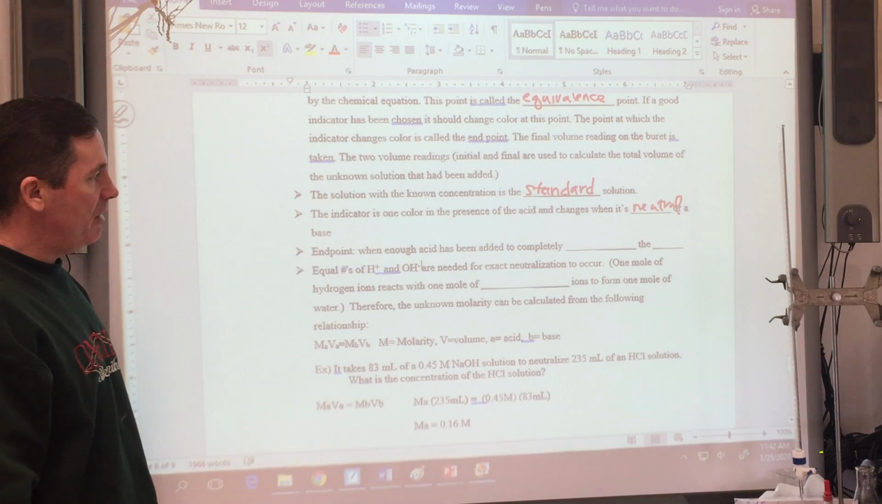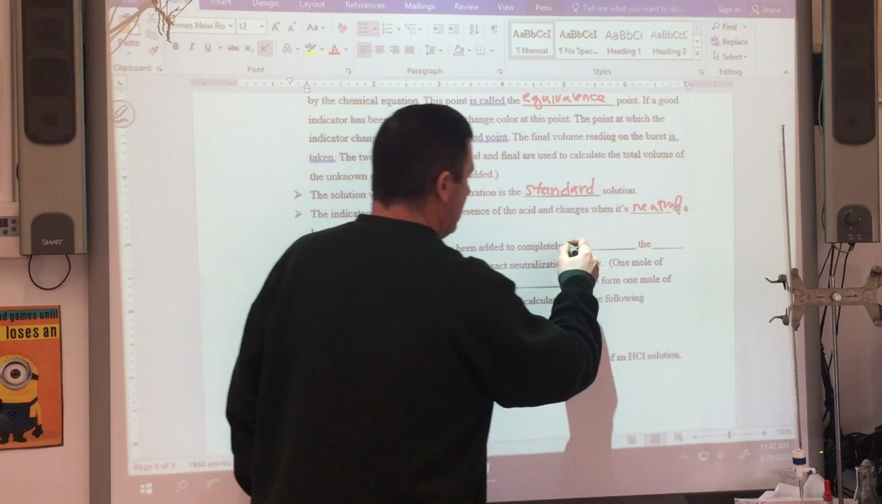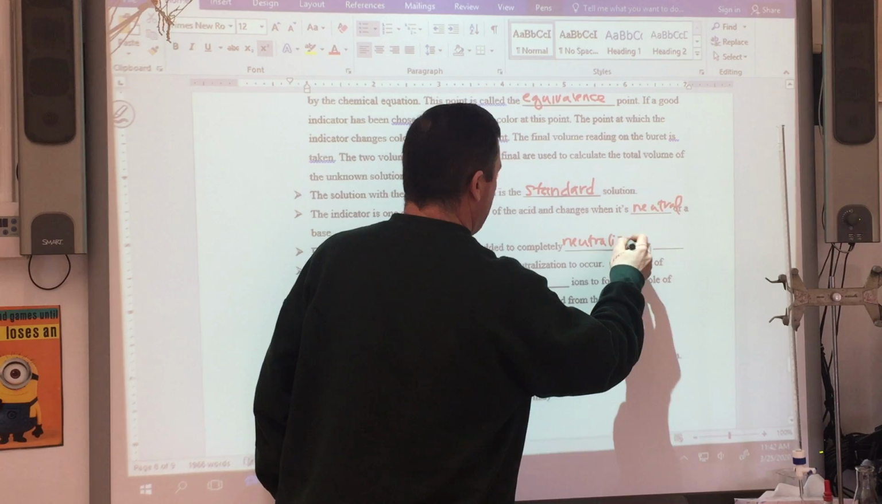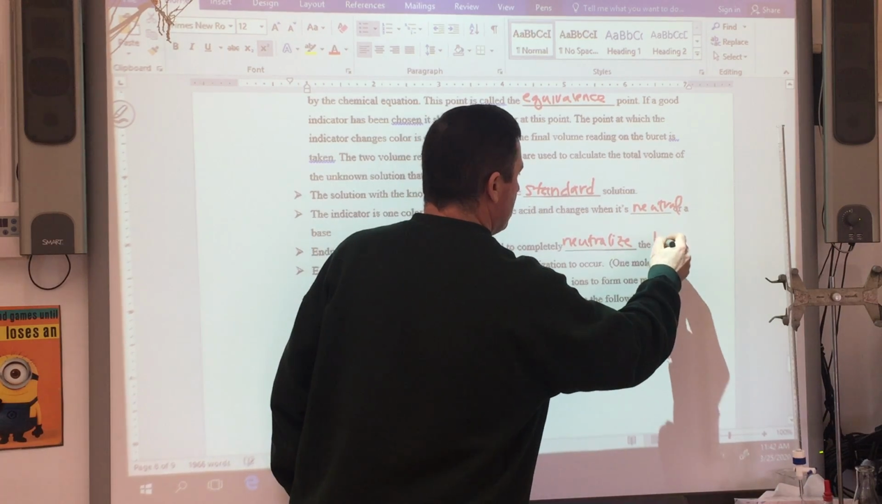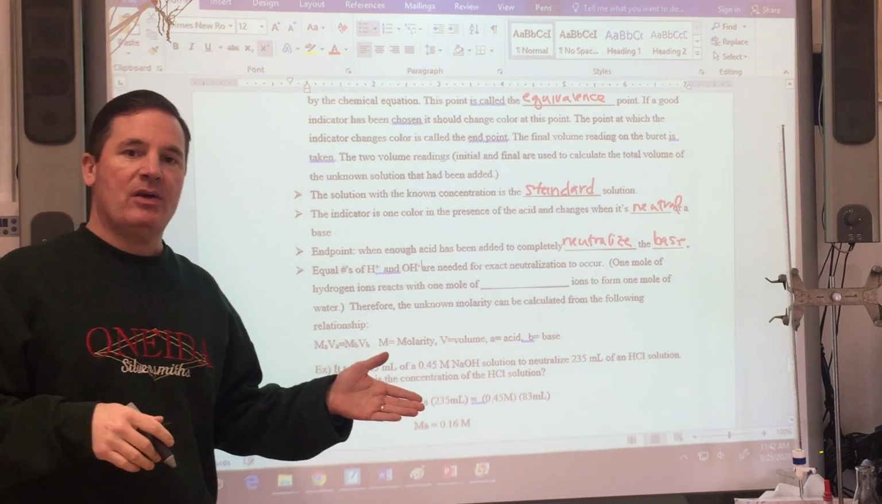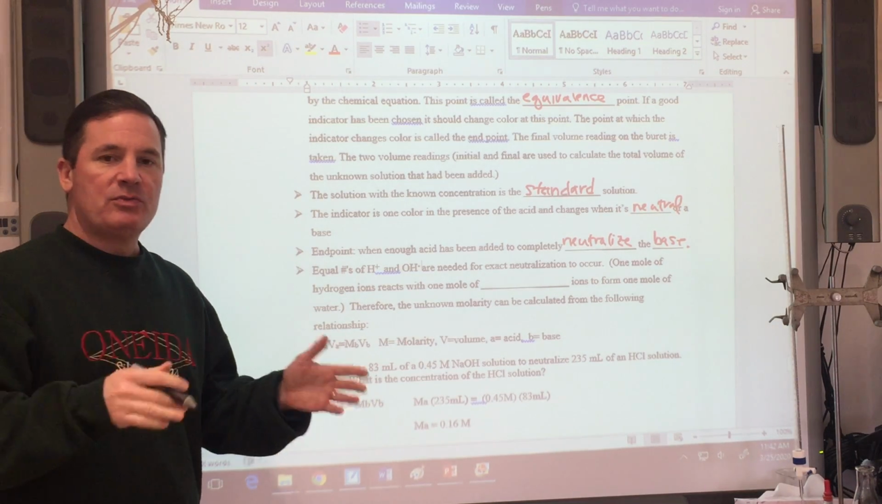The endpoint is when enough acid has been added to completely neutralize the base. Again, we can reverse that. We could have the base being the unknown and the acid be the known. It doesn't really matter.